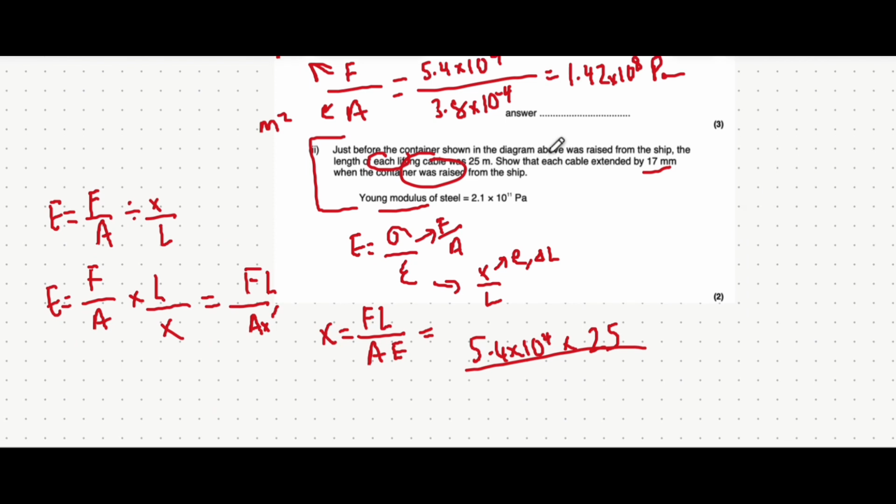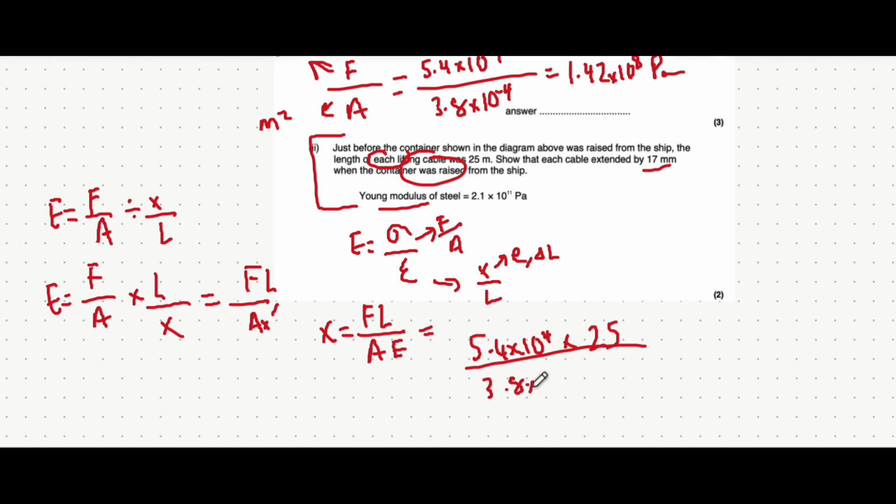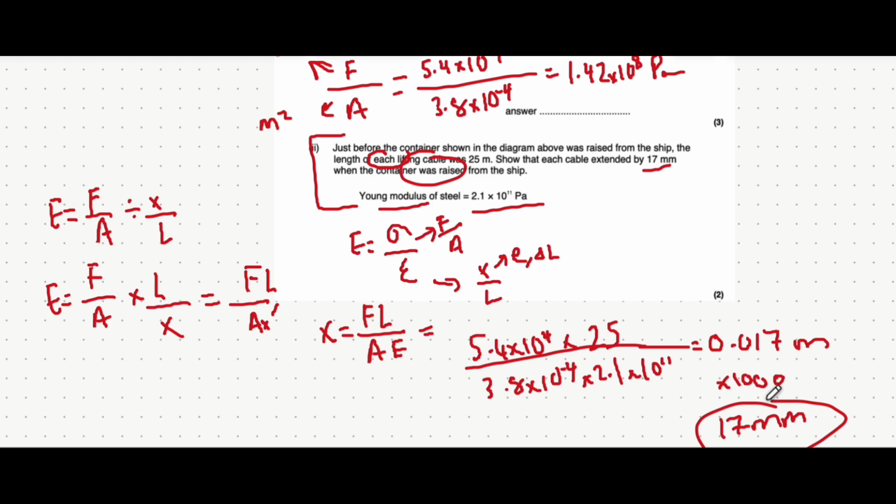Sorry, I forgot about that for a minute. 3.8 times 10 to the minus 4 multiplied by the Young's modulus that's given on the bottom of this question, which is 2.1 times 10 to the power of 11. Again, I don't know why this power is so small. That is 10 to the power of 11, by the way. Put all of that into a calculator and you'll get 0.017 meters. And then to turn that into millimeters, you multiply by 1,000. So that's 17 millimeters. And that's the answer for this question.